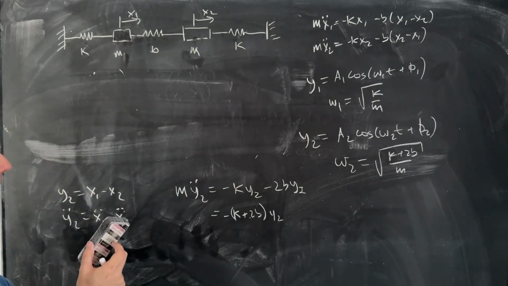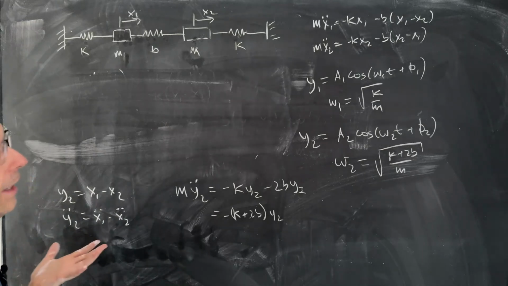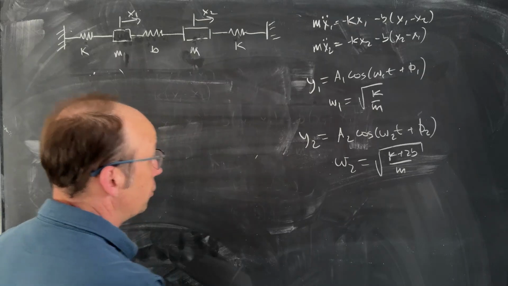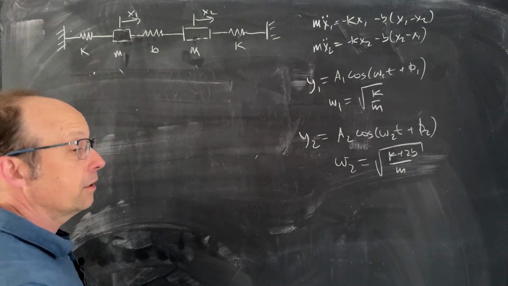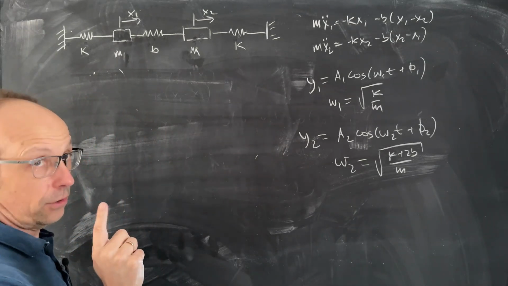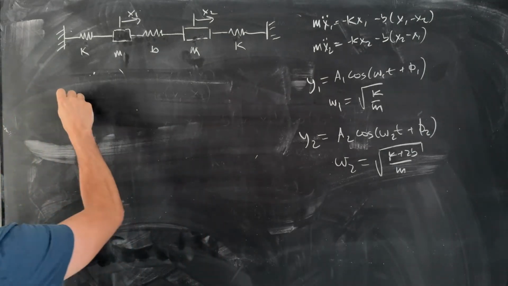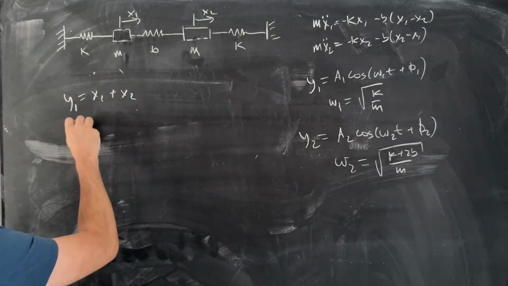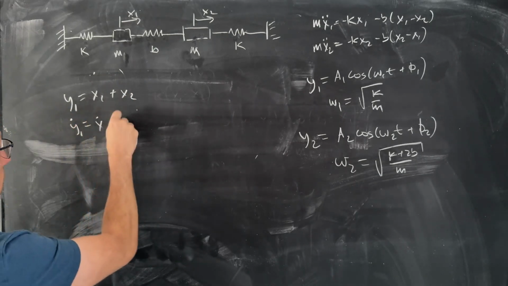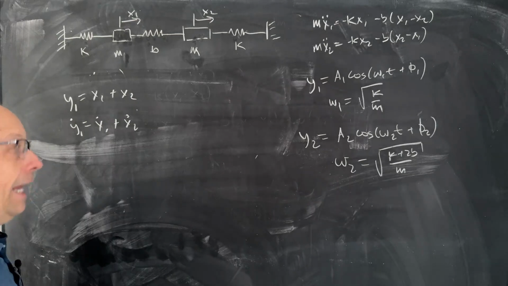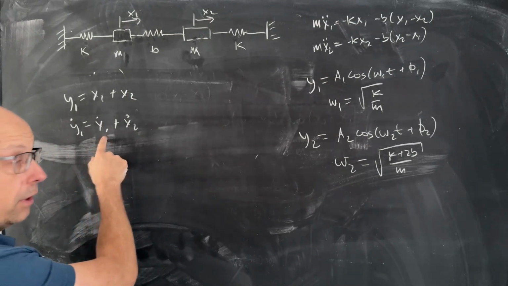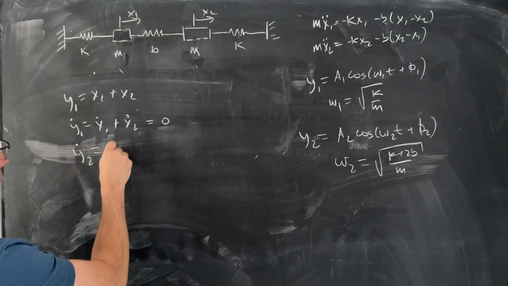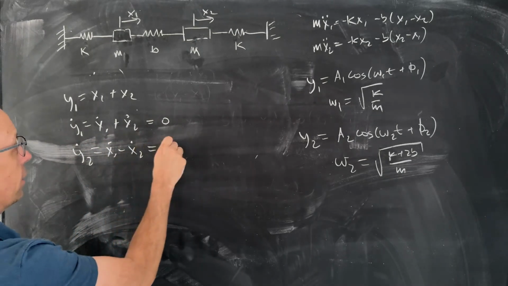Now what do we want to do? Well, I do want to find the initial conditions, right? I want to find A1 and A2, phi 1 and phi 2. So let's just start with phi 1 and phi 2. Remember, y1 is equal to x1 plus x2, so y1 dot is x1 dot plus x2 dot. And if I start those two from 0, then y1 dot is 0. I can do the same thing: y2 dot is x1 dot minus x2 dot, and I'm going to start those from rest too.